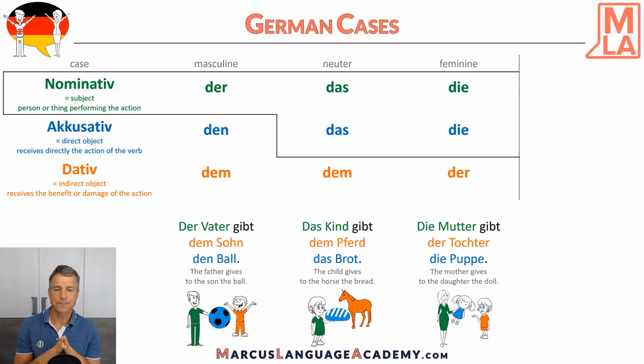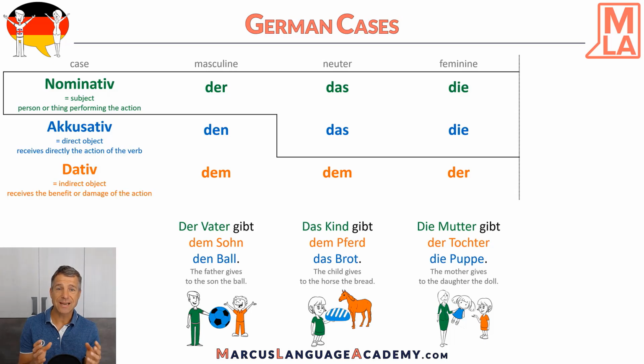Dem Pferd. Das Kind gibt dem Pferd, so there is a change to dem in dative. And the Pferd, the horse, actually benefits from the action because it receives the bread. Therefore it's dative. And das Brot, accusative, stays das.